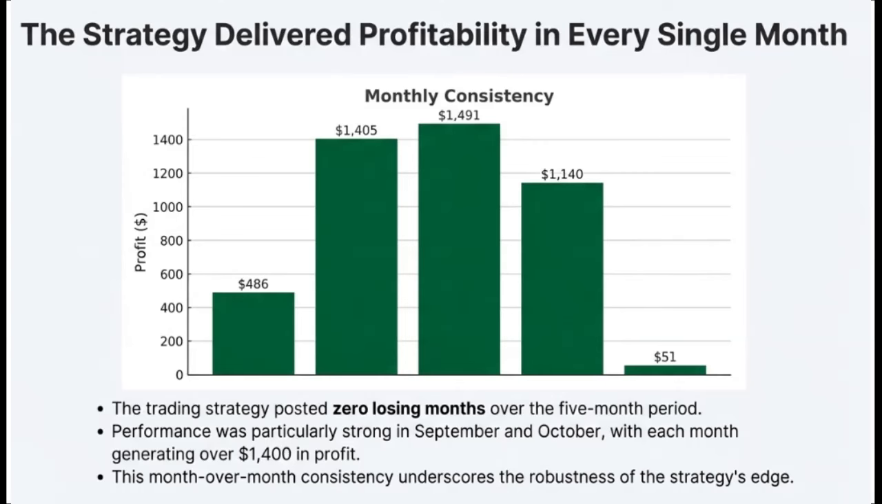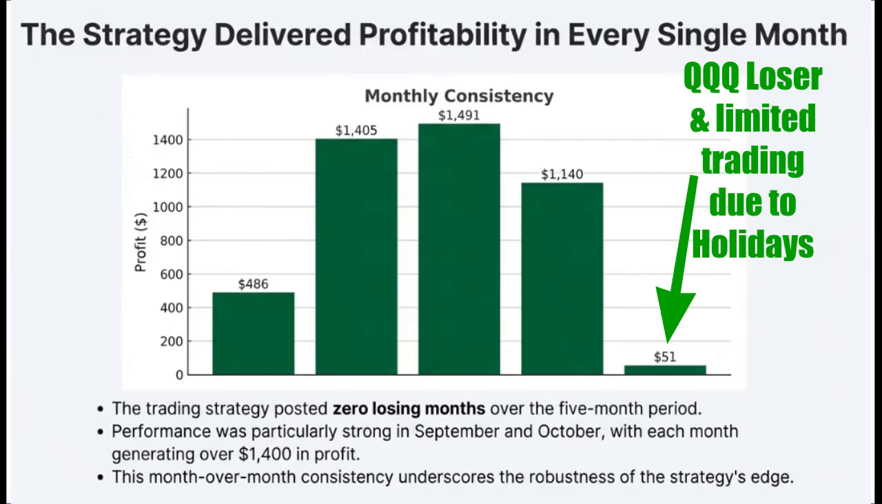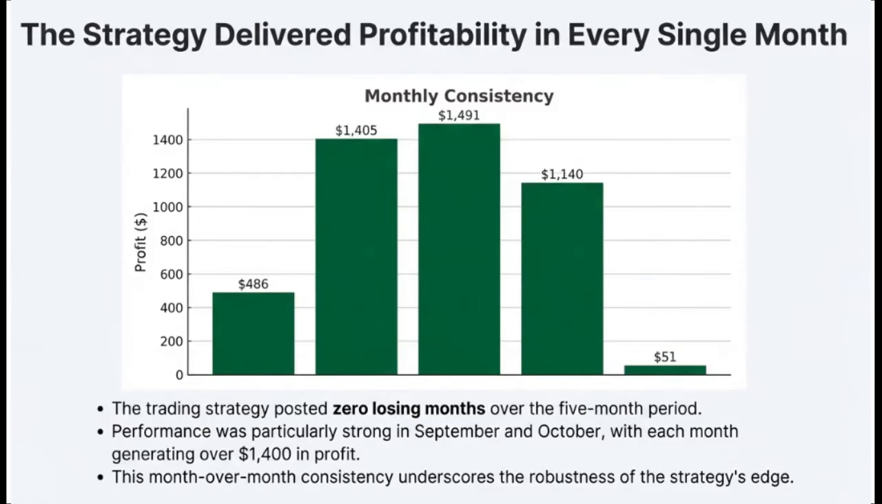But honestly, for me, this chart right here is the most powerful one of all. We're talking month-over-month consistency. August, September, October, November, December. Not a single losing month. Every single one was profitable. That isn't luck. That is a reliable system at work, building wealth one month at a time.